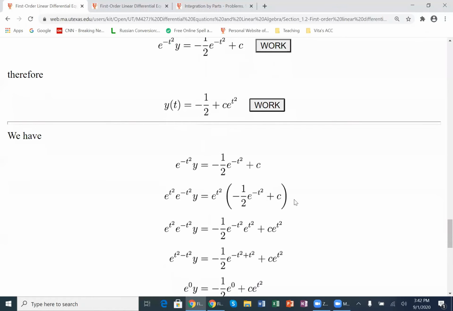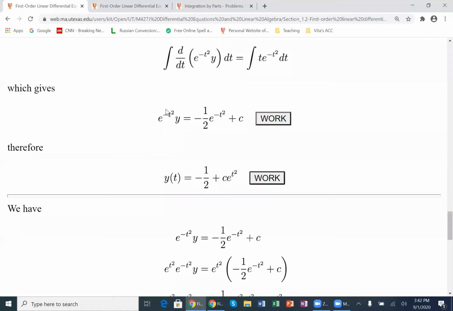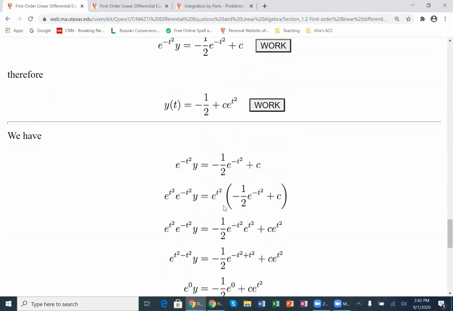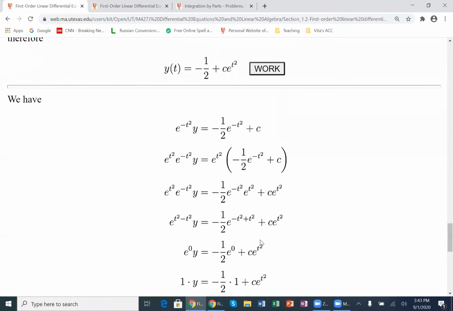Here is the work. In order to move this term to the right, one way to do it: we multiply both sides of this equation by e to positive t squared. Next step, we expand this parenthesis. Done. Then observe that e to t squared times e to negative t squared is equal to e to t squared minus t squared. Similarly here, this is equal to e to negative t squared plus t squared.